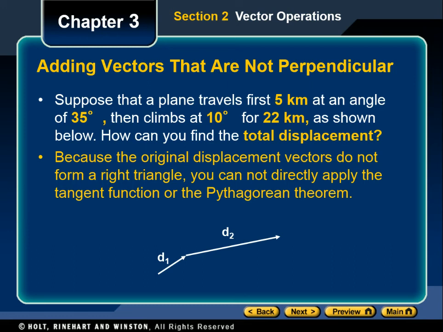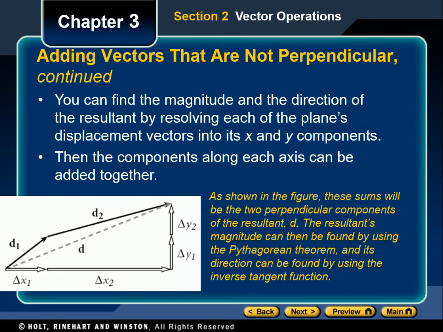Because the original displacement vectors do not form a right triangle, you cannot apply the tangent function or the Pythagorean theorem when adding the original two vectors. Determining the magnitude and the direction of the resultant can be achieved by resolving each of the plane's displacement vectors into its x and y components. Then the components along each axis can be added together. As is shown in figure 2.8 on the screen now, these sums will be the two perpendicular components of the resultant d. The resultant's magnitude can then be found by using the Pythagorean theorem, and its direction can be found by using the inverse tangent function.